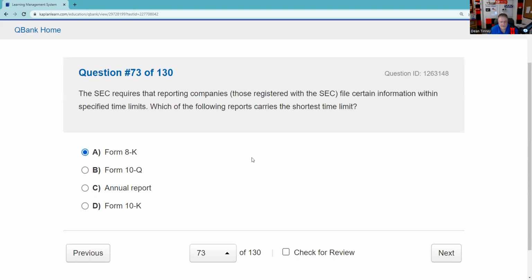The quarterly reports are the 10Qs. The annual report is the 10K. And so it's an 8K. It's a material current event. You can also use an 8K to correct a violation of Reg FD.